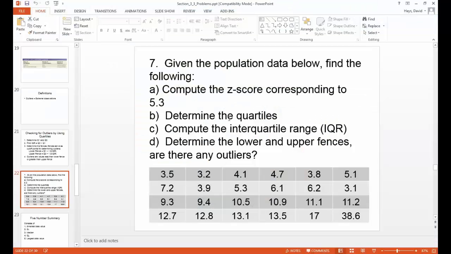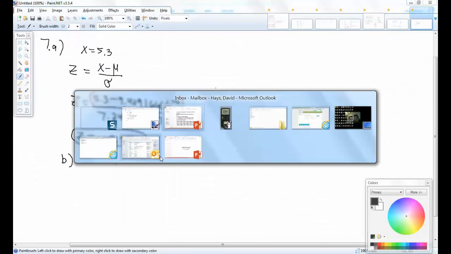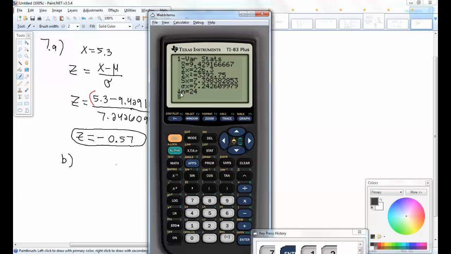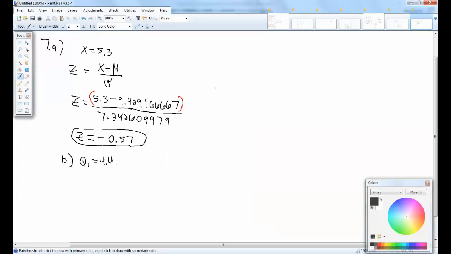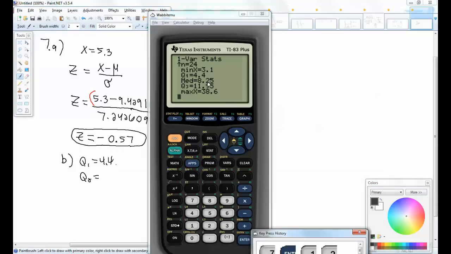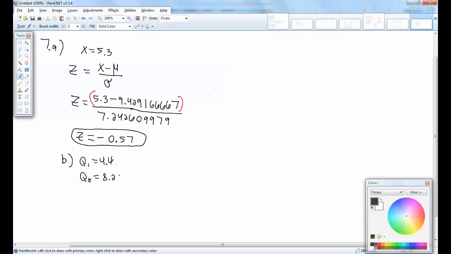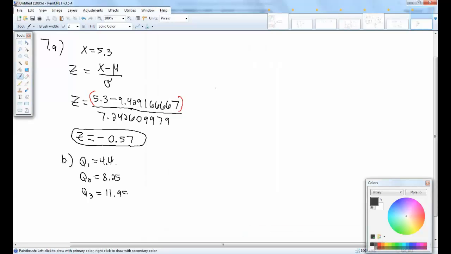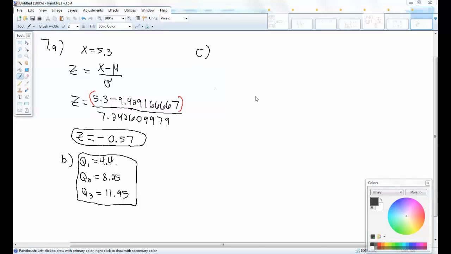Okay, for B, determine quartiles. Well, that's easy. Well, not so easy because we have to do 1-Var Stats again. But if I do stat, right over to calc, do enter on 1-Var Stats, and enter. Your quartiles can be found by doing a down arrow. See the arrow here? You do a down arrow, and it scrolls down. So Q1 is 4.4. Q2 is the same as our median, which is 8.25. And Q3 would be 11.95. After you start typing any kind of value, like we did up here, you can't access that again by doing a down arrow. You have to just reissue the command.